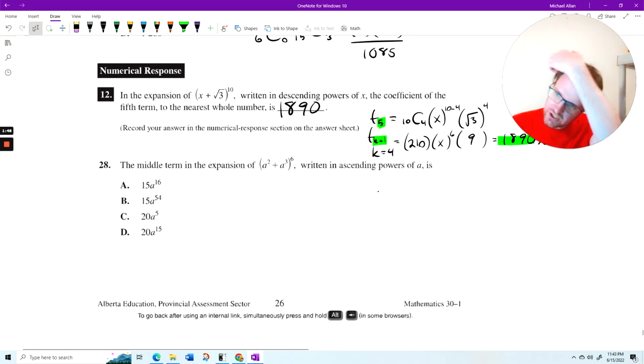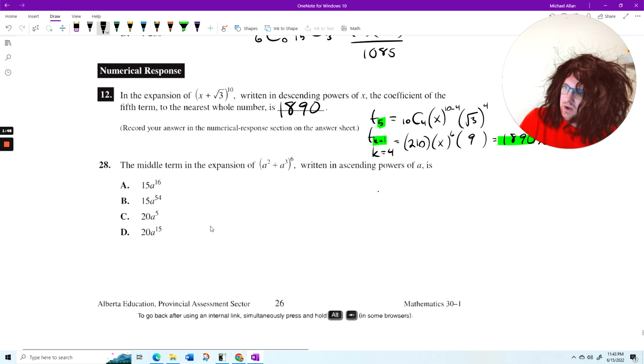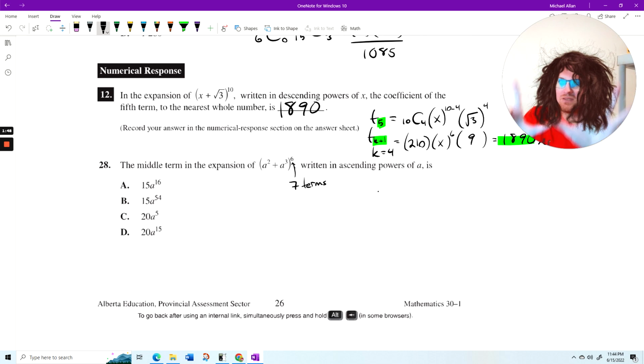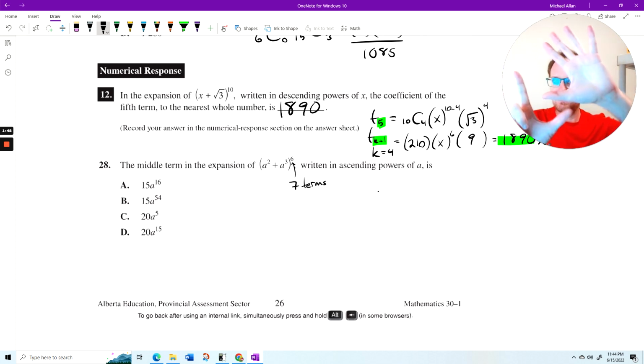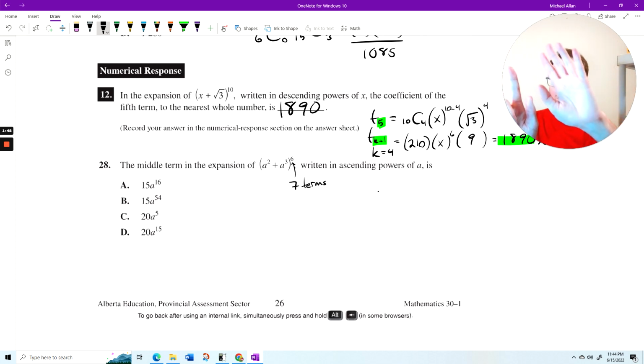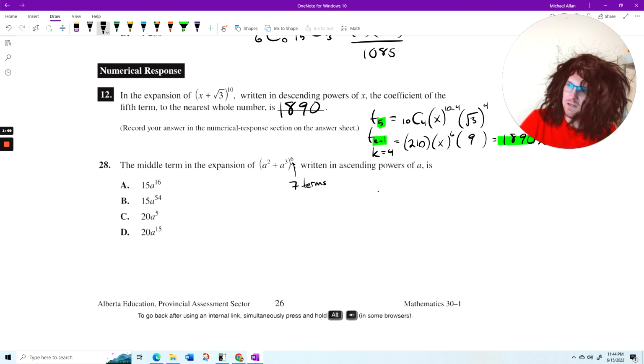Okay. The middle term. So people are thinking, oh, how do I have a middle term if I have 6 things? Well, I actually have 7 terms, right? Because of that, we have 7 terms. You always have one more than the exponent. So if I have 7 terms, where's the middle going to be? 3 on each side, so it's going to be this one here. So that's the 1, 2, 3, 4th term. So I'm looking for the term 4 here.